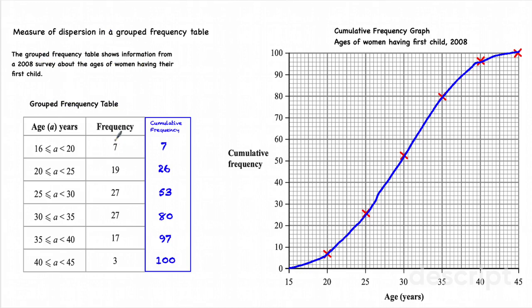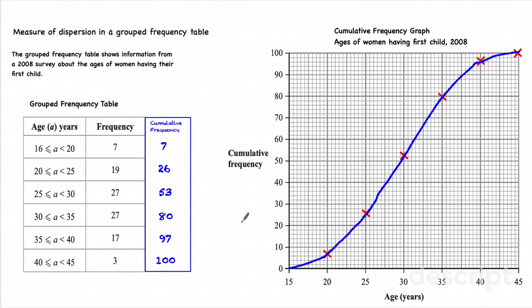It shows us that 7 women had their first child between the ages of 16 and 20. 19 women had their first child between 20 and 25, and so on. I've also added a column for cumulative frequency. Now, this table isn't quite right. It could suggest that 53 women had their first child between 25 and 30, but in fact 53 women had their first child between 16 and 30. But I've written in these cumulative frequencies to help me find my quartiles and my measure of dispersion.